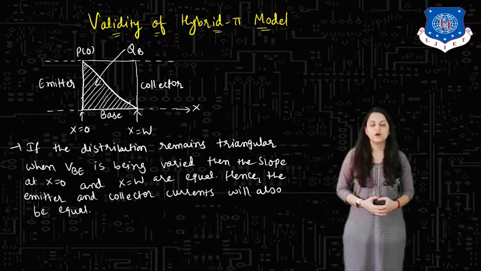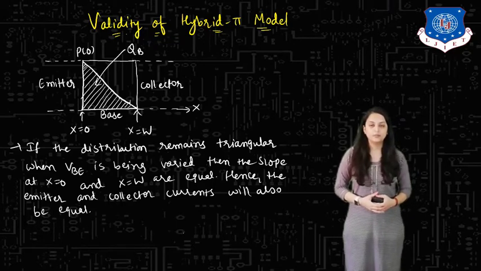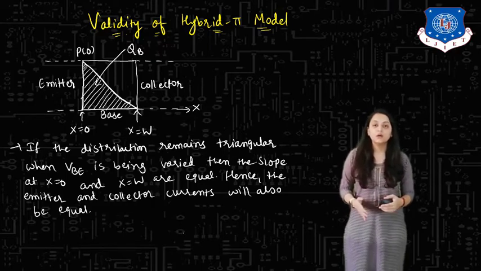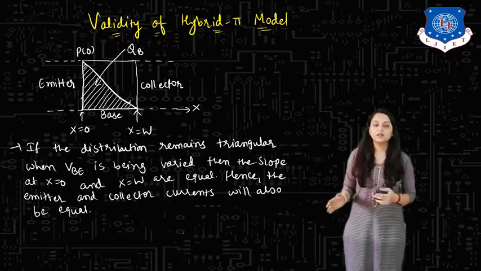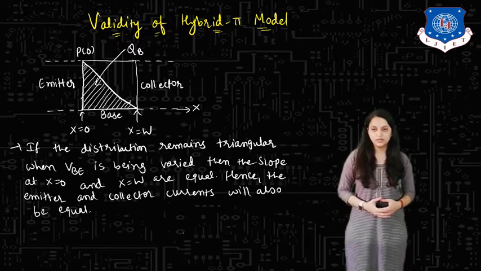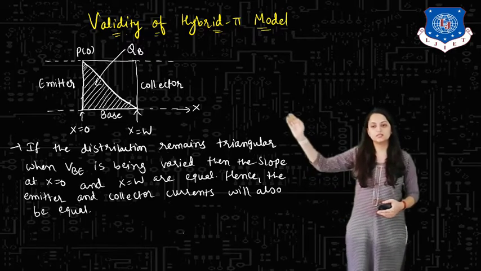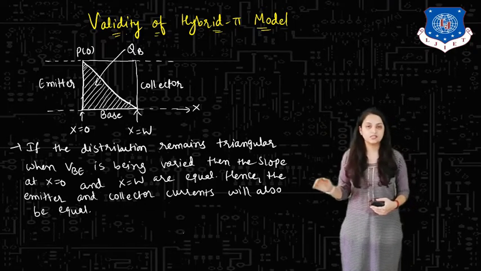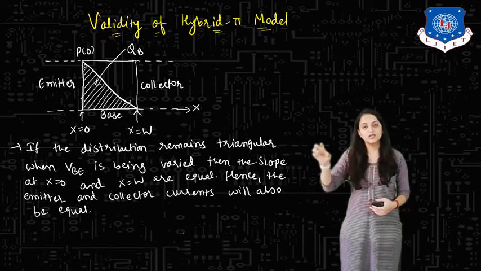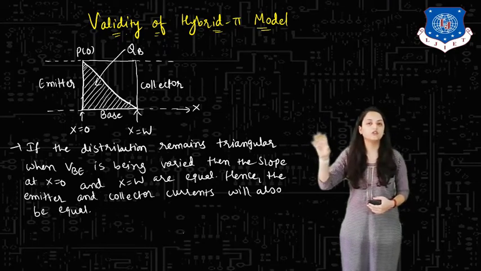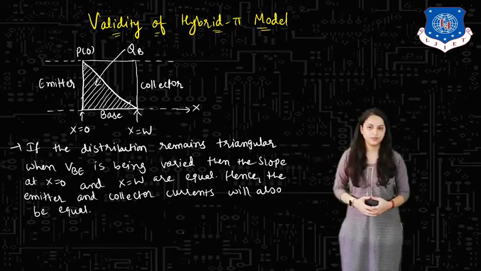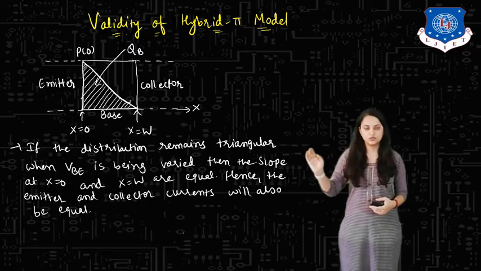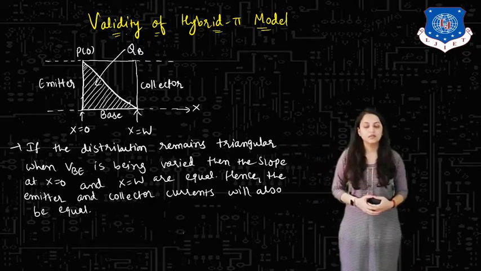Now let us see the next topic, that is validity of hybrid pi model. We have seen the hybrid pi model. Now, in what criteria is this hybrid pi model valid? So for that we need to understand this. You can see here, the shaded region is indicated. This shaded region is where the validity of hybrid pi model exists. You can see that there is a point where x equals 0 and x equals W, that is the width, is indicated.